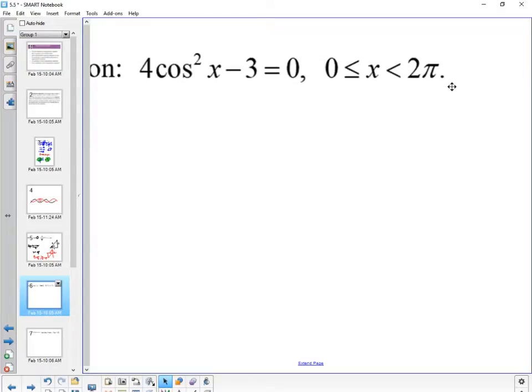Could we do like a Pythagorean here? No, wait, you'd have to get cosine squared of x by yourself, wouldn't you? Yeah. So you would just add 3 and then divide by 4 to get cosine squared of x equals 3.